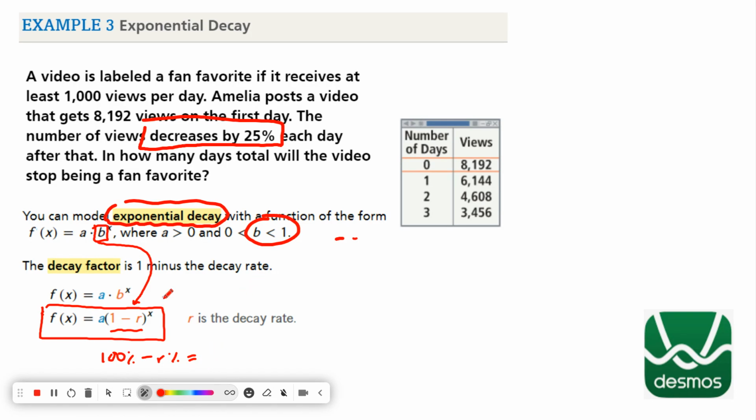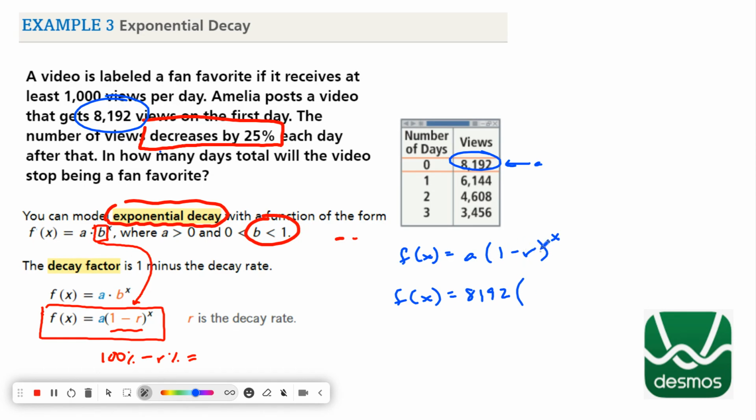Okay, so if we take a look at this problem now, right? So let's build the function first and then talk about what this problem is actually about. So in blue, I'll write down the function. So f of x equals a times 1 minus r to the x. So a is the initial amount, and that is how many views she had on day 1, which they call day 0, right? So this is my a value.